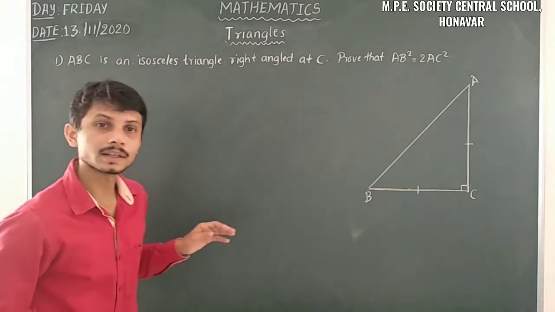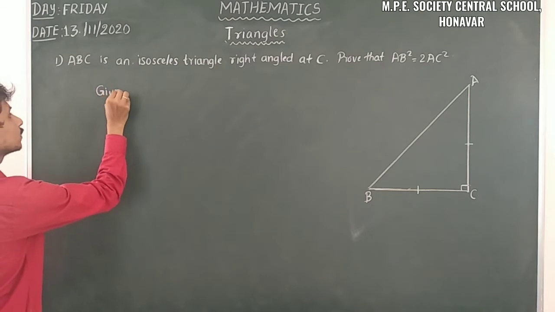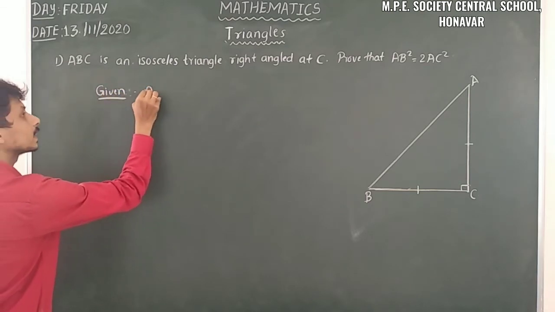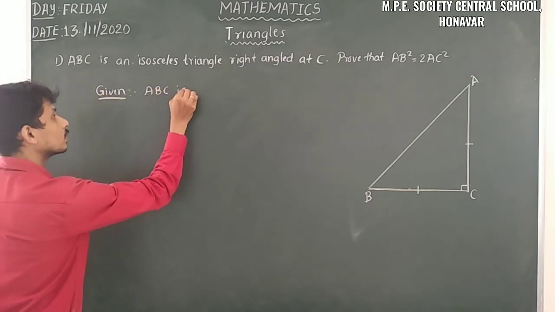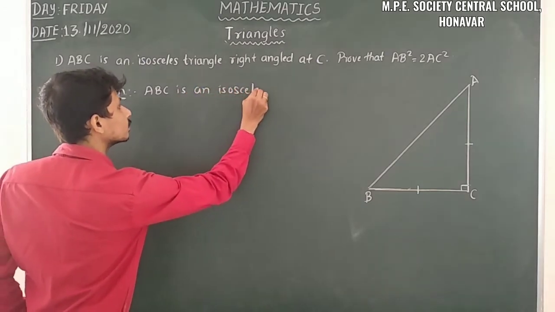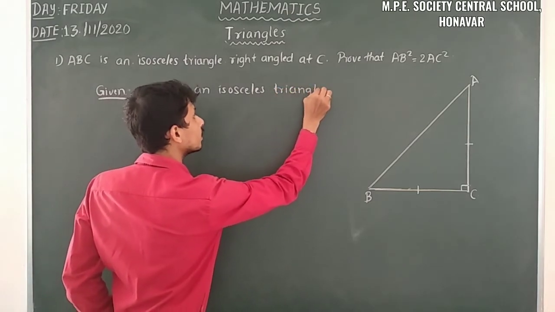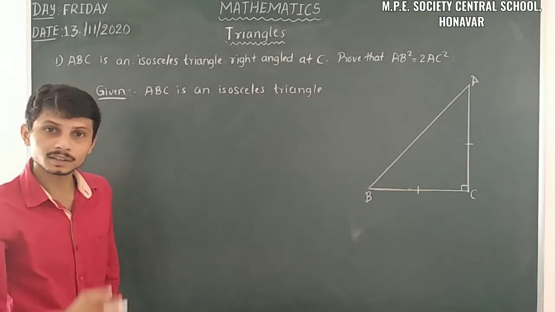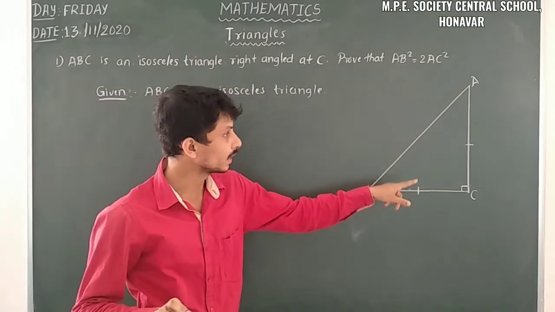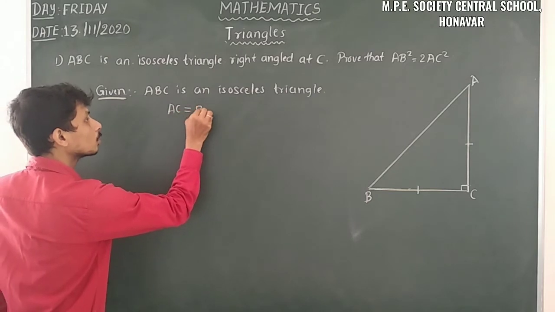So let us take this problem. Firstly we have to write the given. What is the given here? ABC is an isosceles triangle, and when it is an isosceles triangle, two sides are equal, that is AC is equal to BC. AC is equal to BC.